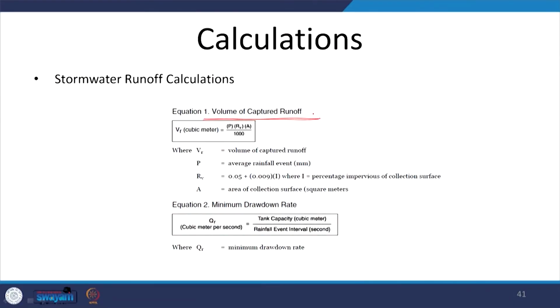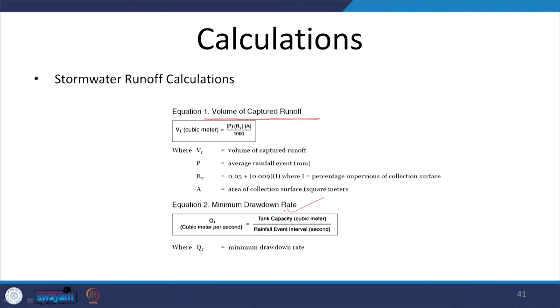First of all, whenever we are going to design rainwater harvesting systems, whether it is for ground recharge or for storage, we have to know the volume of captured water. This we have also calculated when we were discussing stormwater management. So, how much water is going to be available is the first point. The second is the minimum drawdown rate. At what rate are we going to draw the water from the storage tank or wherever the water is going to be stored? It may not be rainwater, it could be any form of water, but what is the drawdown rate at which the water will be taken out? Once we know these two, we have to move ahead with our calculations.